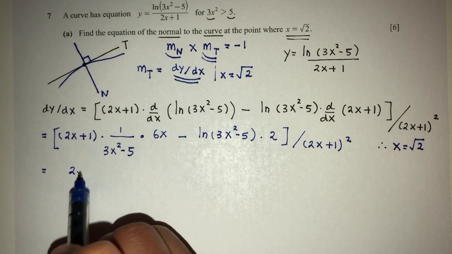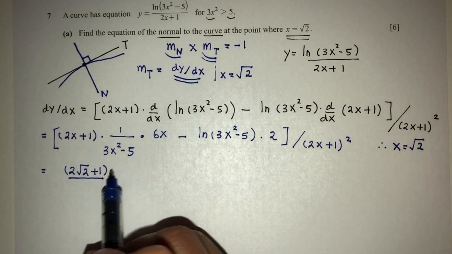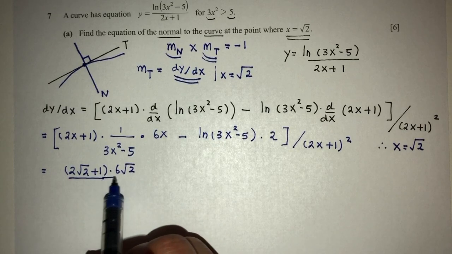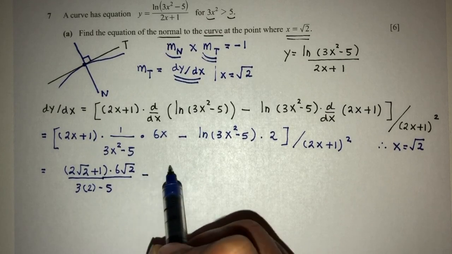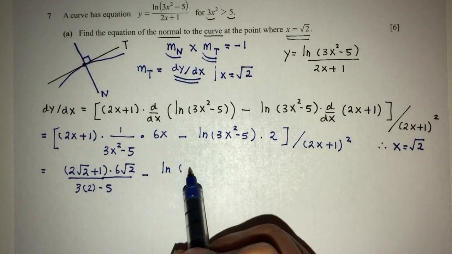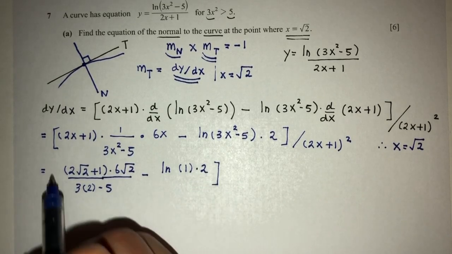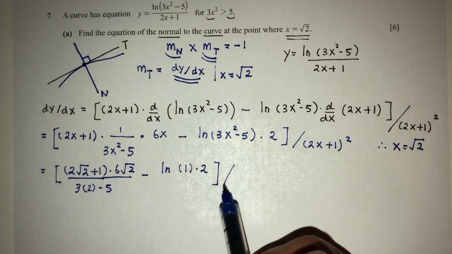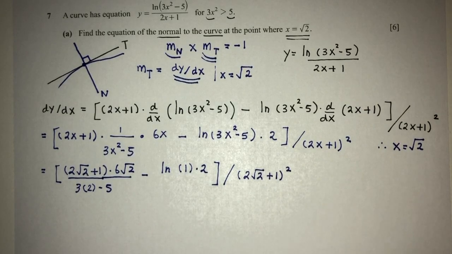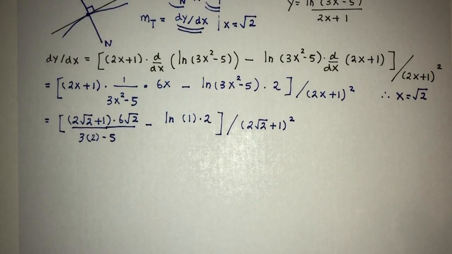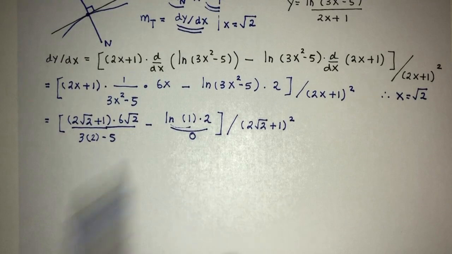You have 2 root of 2 plus 1 divided by, so this will be this, divided by 3 times 2 minus 5, minus ln of 3 times 2, that will be 1, times 2, and then divide by 2 root 2 plus 1 squared. Okay, so what do we have now? Let's simplify. So ln of 1 is 0. This will be 0. So the whole thing will become 0.